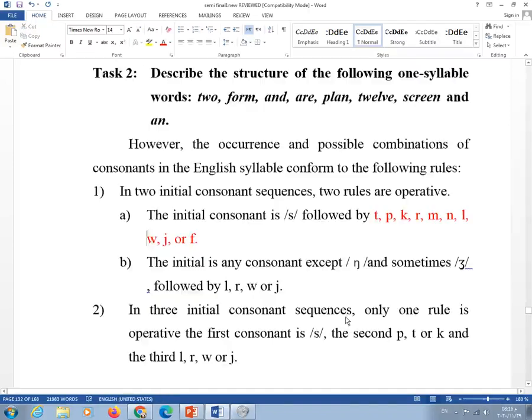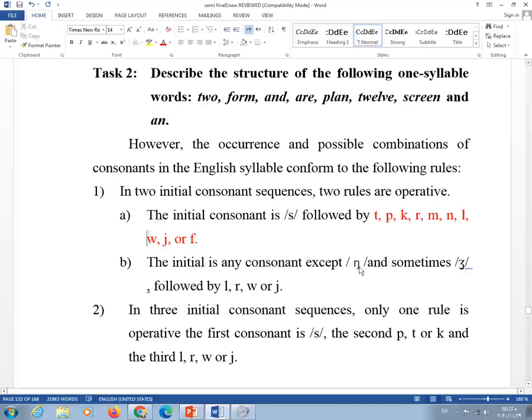Rule number two. The initial consonant, you can start with any consonant except ng and j. And the second consonant must be l, r, w, or y. You can start with any consonant of the 24 consonants, except ng and j. You cannot start a syllable with any of them, especially ng. And if you start with j, most probably these are words borrowed from other languages. They are loan words.